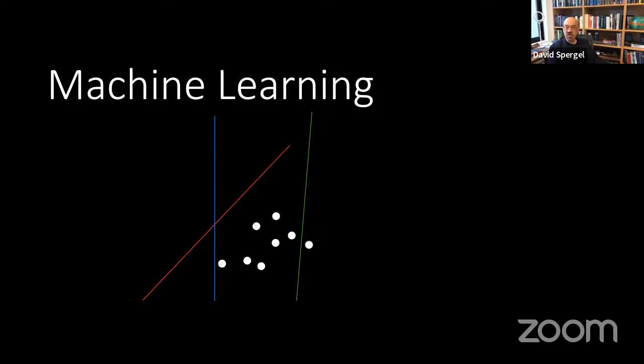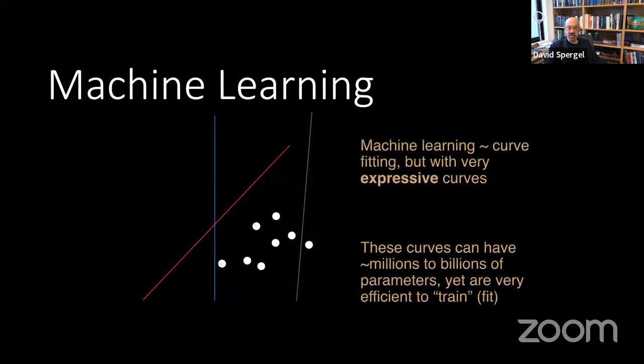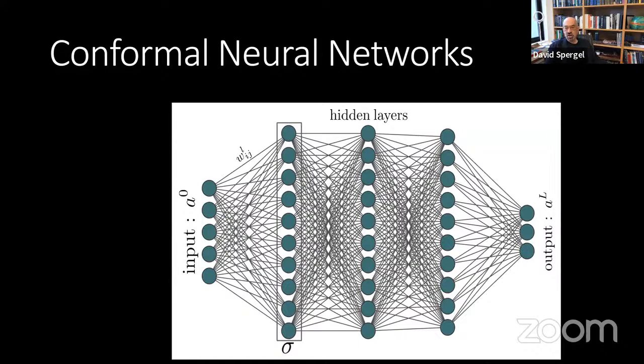But we're not going to be looking at large language models today at all. Just given the enormous interest, at least here in the US, in them, I think it's important to think about some of the lessons we learn from applying machine learning to physics problems we understand well when we think about the interpretation of large language models in general. So it is really just curve fitting with expressive curves. And these curves can have millions or billions of parameters, yet are very efficient to train or fit to this space.